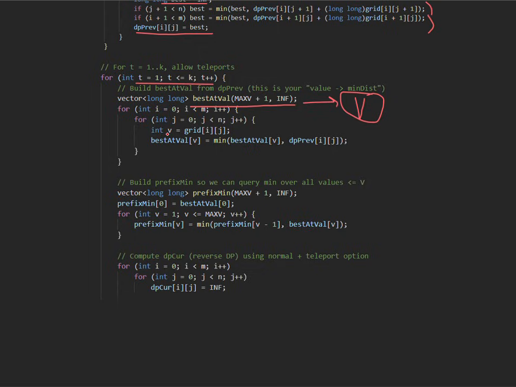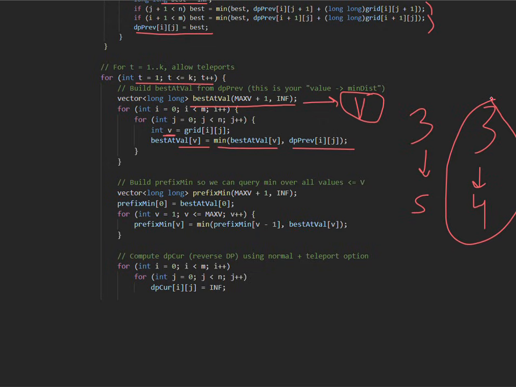We'll go to every cell of the grid, and best value of v is equal to the minimum of what is already stored and the current one. So we'll be storing the minimum. Suppose there are two cells having value 3, one takes distance 5 to go to the final cell, and the other takes distance 4. So best value of 3 will store 4, that is, if the value is 3 then we can go at a cost of only 4 to the final cell.